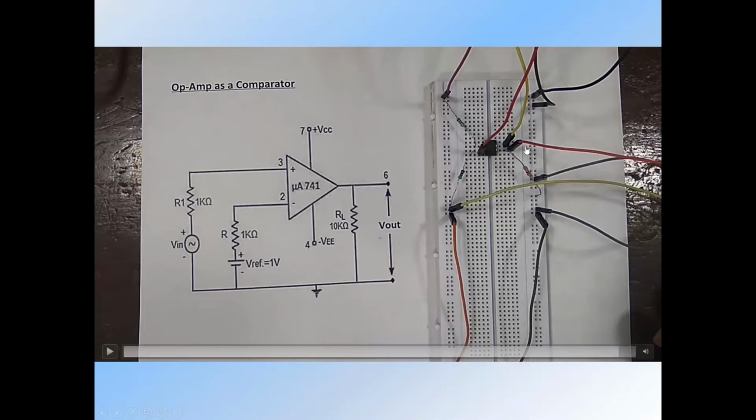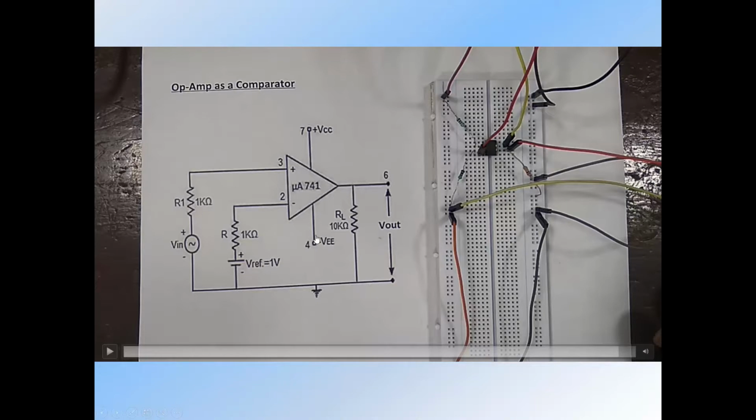This brown jumper wire is connected to a DSO through a BNC to crocodile clip, and this brown jumper wire is connected to pin number 6. This is pin number 6, and ground of this channel, this probe, is connected to ground of our circuit.